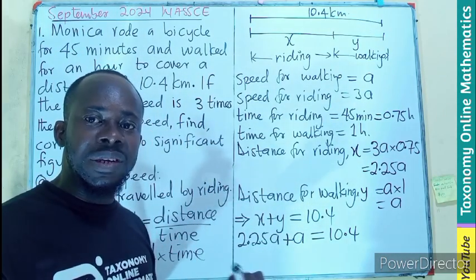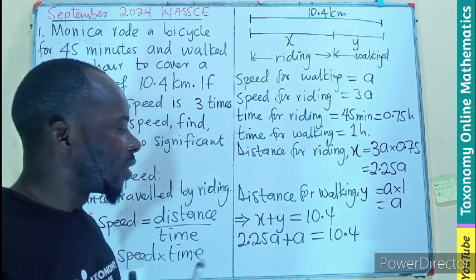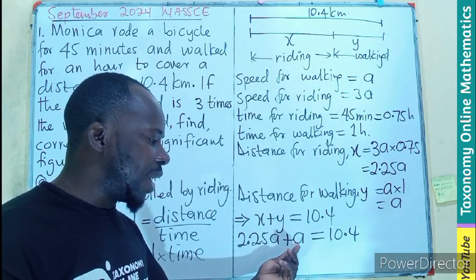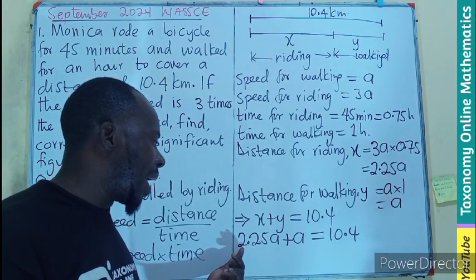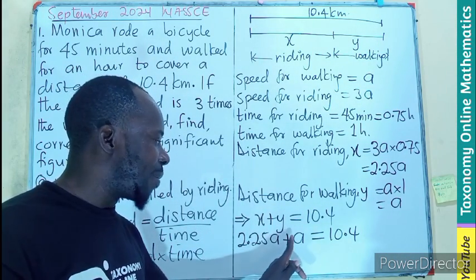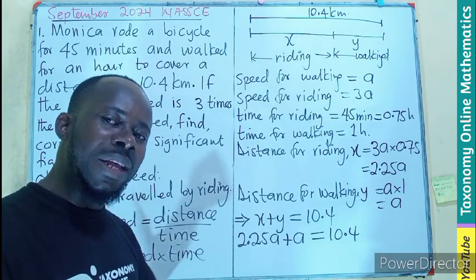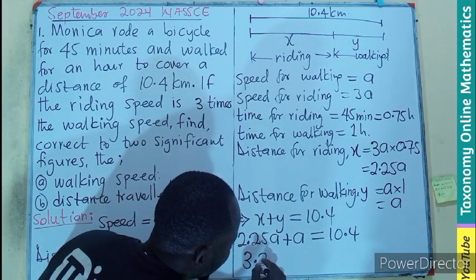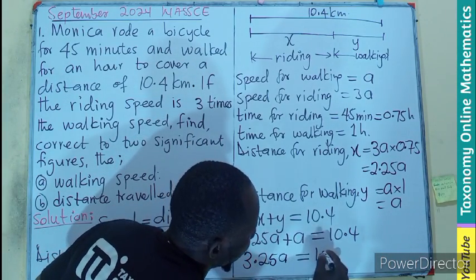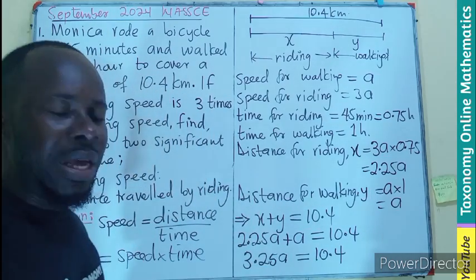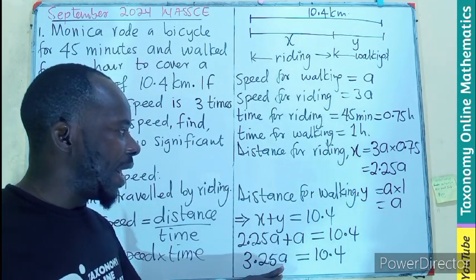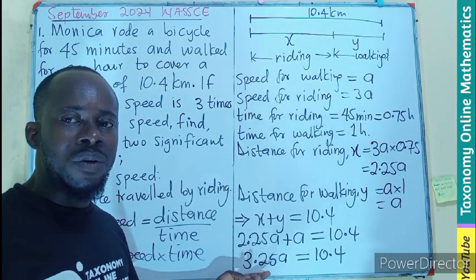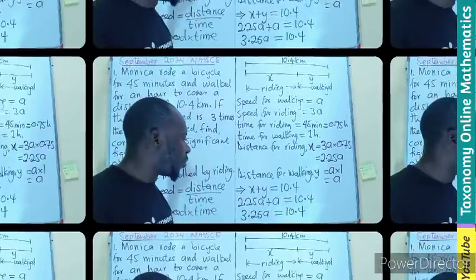Don't forget, all these calculations are in kilometers because we are dealing with distance. Don't forget, this is an algebraic expression. If I have 1A added to 2.25A, it means I am adding the coefficients 1 plus 2.25, which gives you 3.25A equals 10.4. I believe you know where we are going. We are looking for the A, which is representing the speed for walking, so we divide by the coefficient.